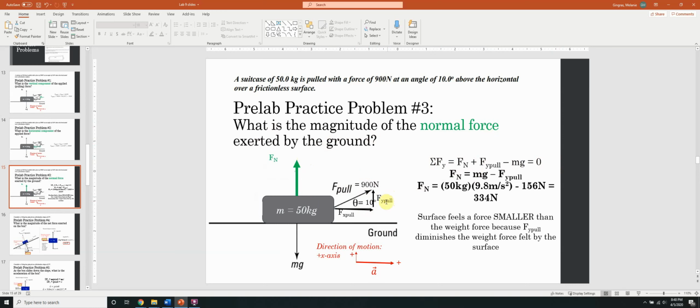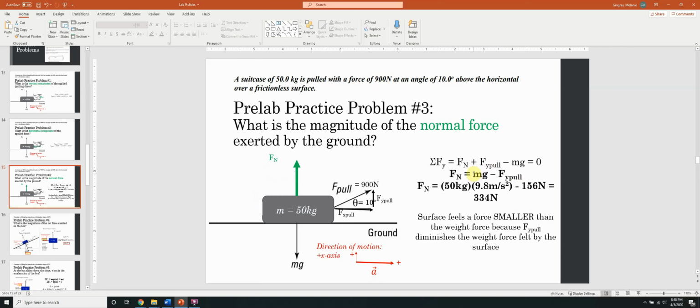Fy pull, also upward, so that's going to be positive. Now, because this force is upward, we expect that the surface is not going to be feeling this full weight of mg, right? So when we get our normal force, it shouldn't be quite as big as mg. If it is, we should be concerned. Okay, and then we're going to subtract mg, right, because that is a downward force. So now we've summed up our forces. If we rearrange to solve for normal force, because that's what we're looking for, we get mg minus Fy pull. That's exactly what we'd expect.